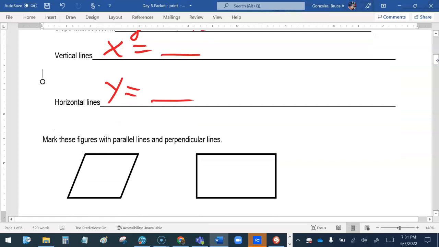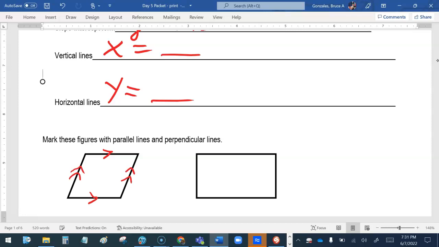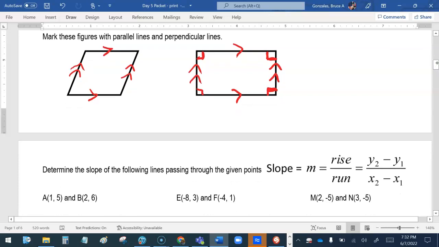Now we want to mark these figures with parallel lines and perpendicular lines. So parallel looks like this with arrows, arrowheads, I should say. So those two are parallel because they match. And then on these going up and down, we're going to put two arrowheads to show that they're different, but they're parallel. Same thing over here: one arrowhead, two arrowheads. So those are parallels, and we want to also mark the perpendiculars. We can do that with these little right angles. Cool. And there are no right angles on the other one, so that is good on that one. Now, you can go ahead and flip to the next page.